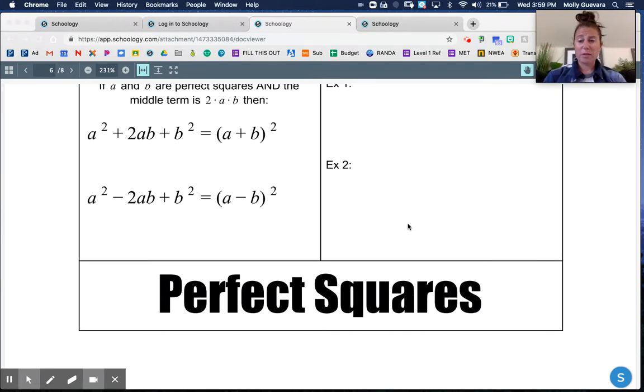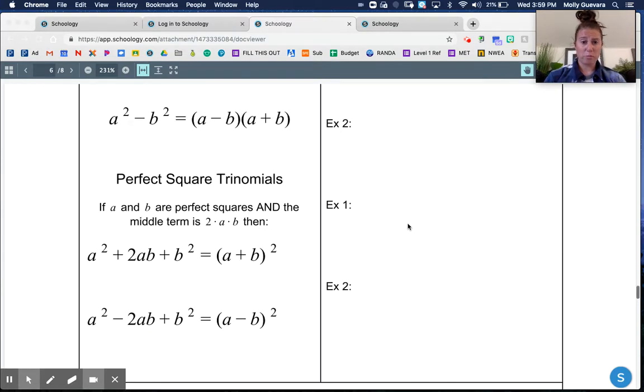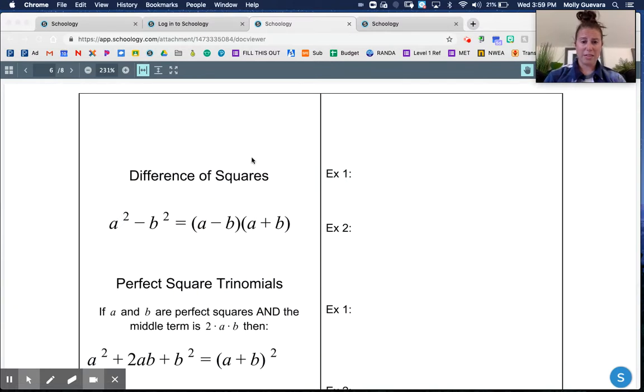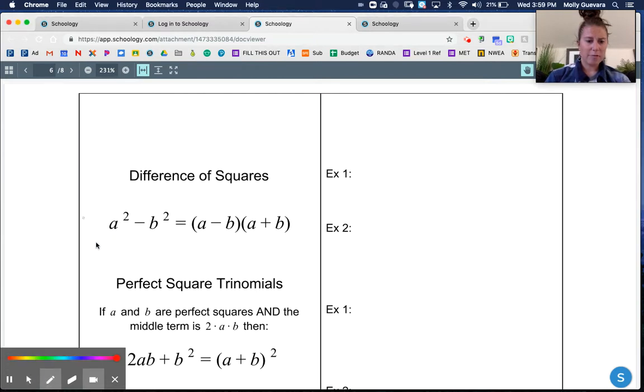is how do we factor something that's a perfect square if it only has 2 terms? So that's what we're going to start with right here, the difference of squares. If my first term is a perfect square, and my last term is a perfect square, and there's a minus in between, all I have to do is take the square root of each term and put them in parentheses following this pattern.